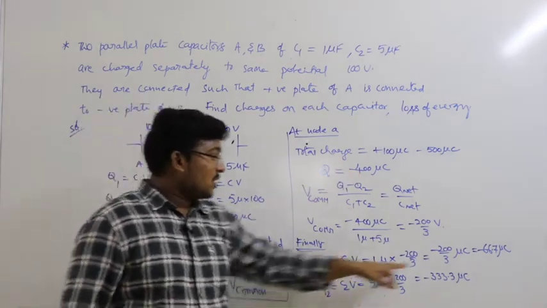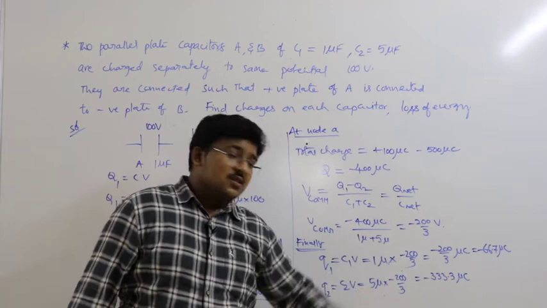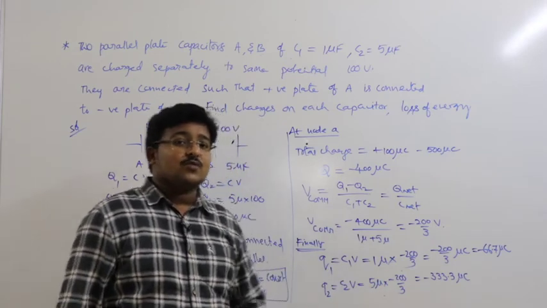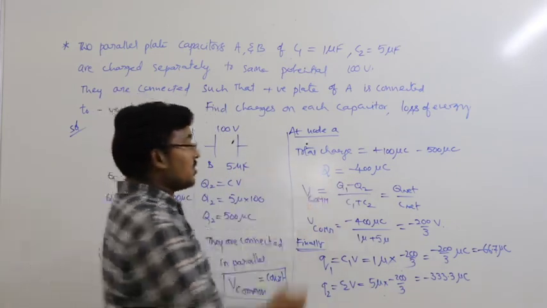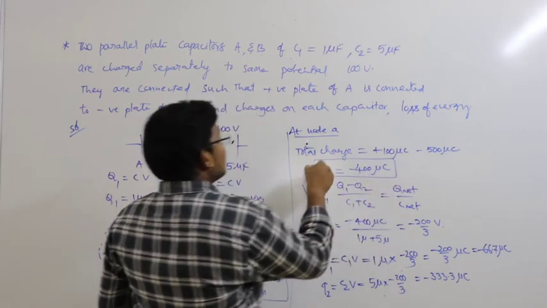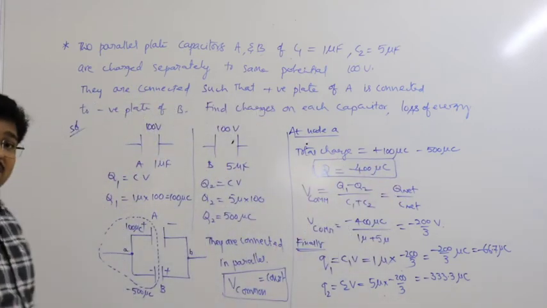You can add both of them so that you will get the same charge again. So what is the charge here? Minus 66 and here minus 333. Add both of them, you will get minus 400. So the total charge must be conserved.